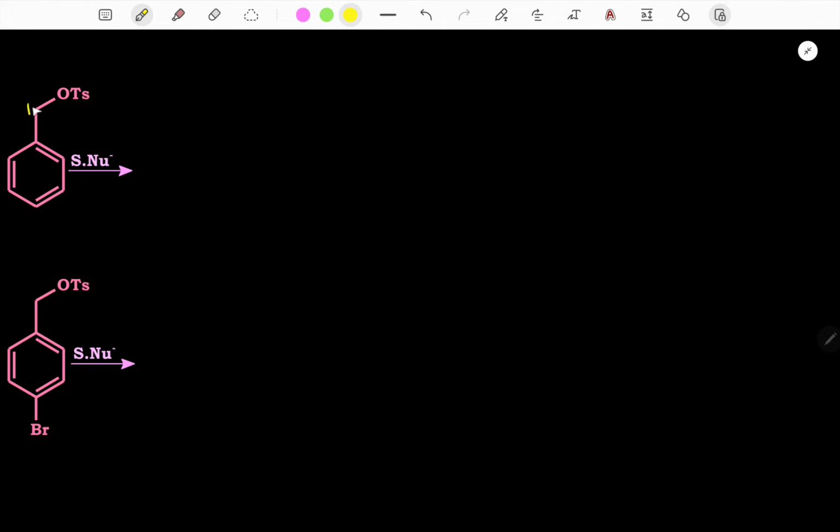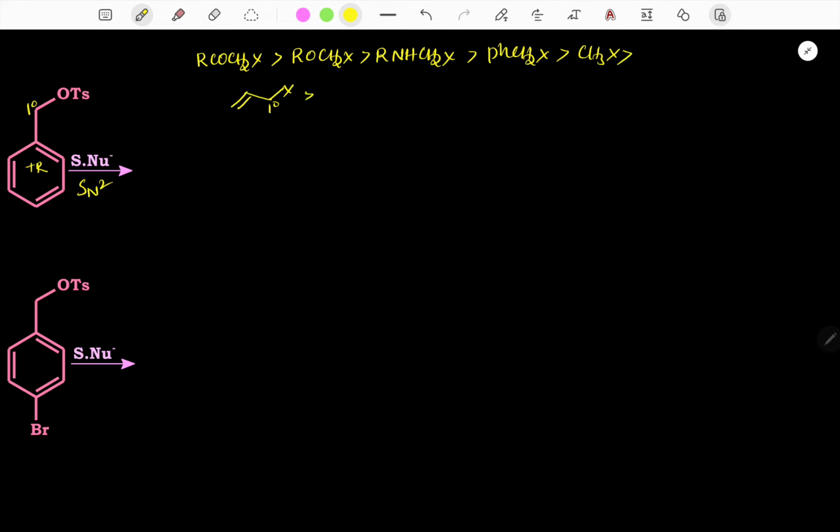And it is a primary benzylic carbon. So even though it is plus or SN2 is possible, because we know that RCOCH2X is more reactive than ROCH2X, more reactive than RNHCH2X, more reactive than PhCH2X, more reactive than CH3X, more reactive than primary allyl, more reactive than primary, secondary, tertiary. So that is the reason.